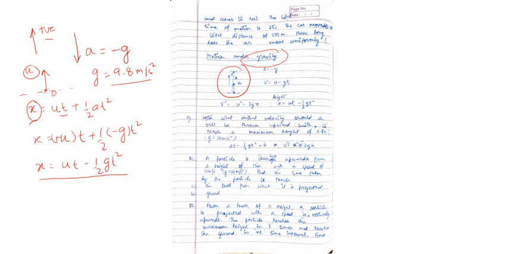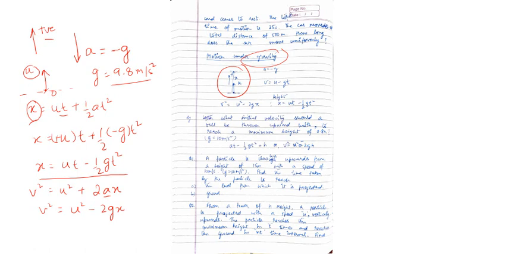For example, v square is equal to u square plus 2ax. So the acceleration changes from a to minus g. So this becomes v square is equal to u square minus 2gx. That means simply replacing a with minus g changes our equation for use in this particular case.